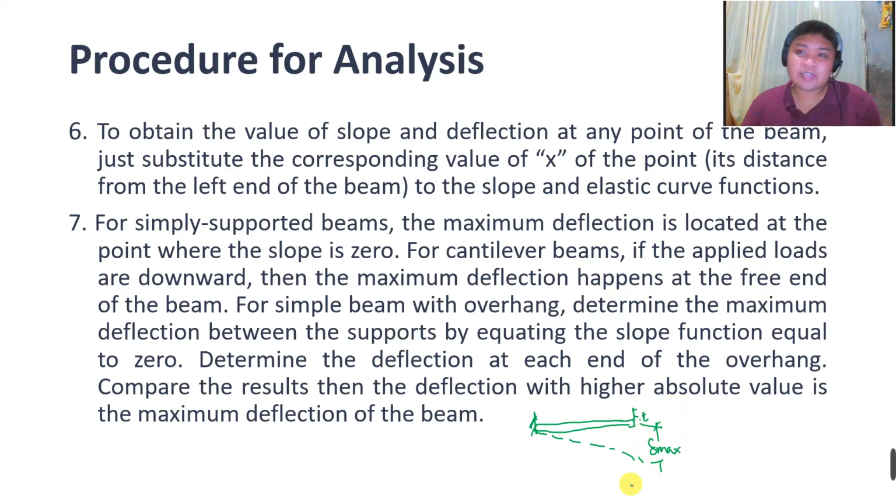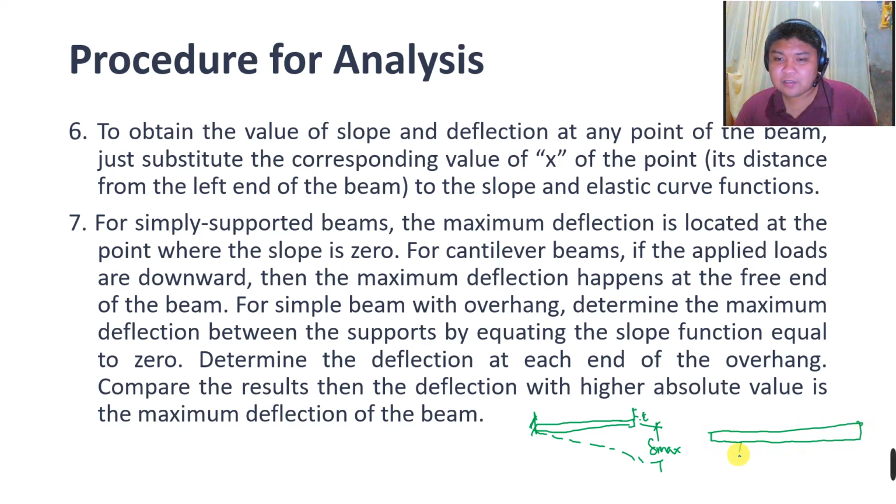Okay? That is for cantilever. For simple beam with overhang, determine the maximum deflection between the supports by equating the slope function equal to zero and determine the deflection at each end of the overhang. Compare the results, then the deflection with higher absolute value is the maximum deflection of the beam. So ano naman yung ibig sabihin class nun? So halimbawa, may beam nga tayo dito, tapos may overhang siya. So pag pinahanap sa inyo class yung maximum deflection, so hindi siya masyadong straightforward.